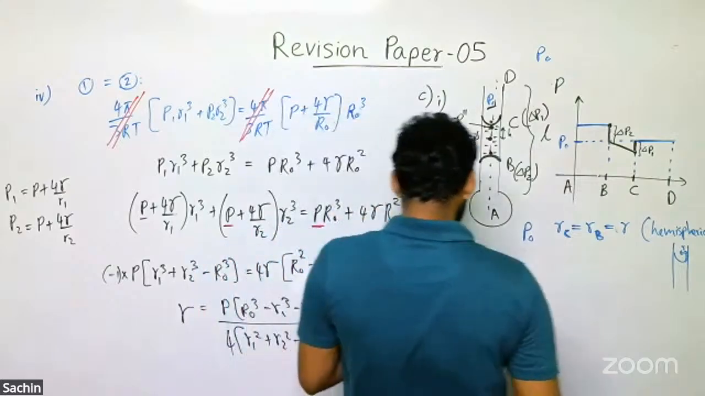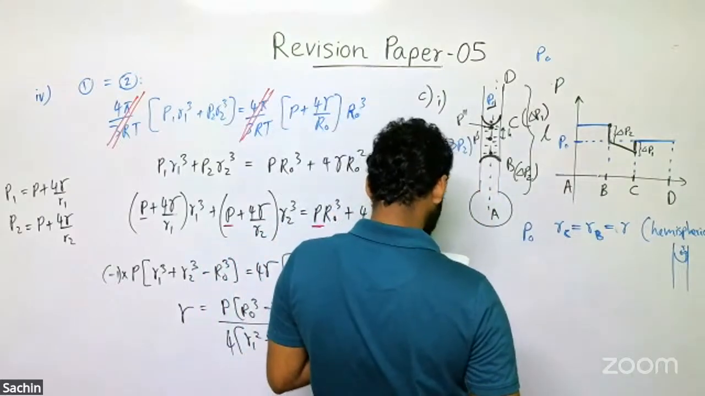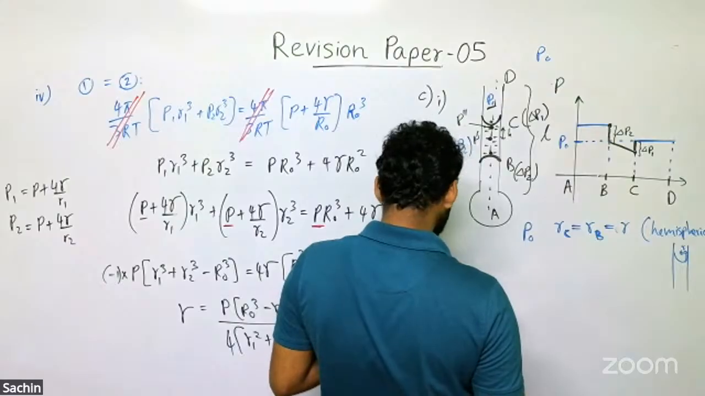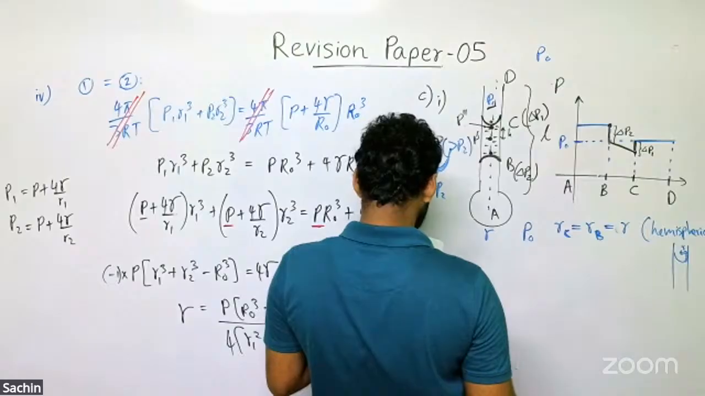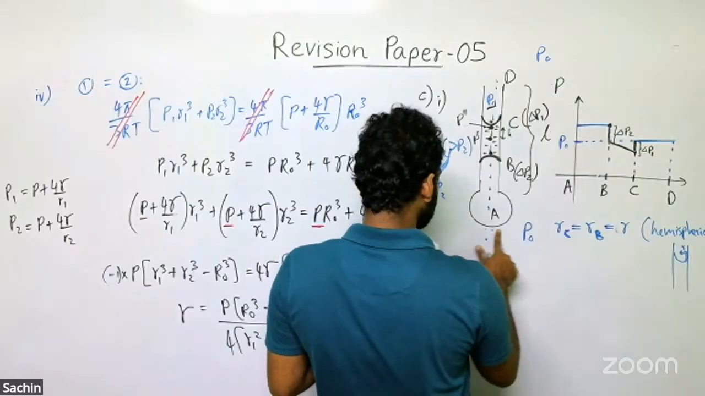Okay, so just write equations then. Now the heights are given. What you want to do is calculate the surface tension. So let's take the surface tension as T.